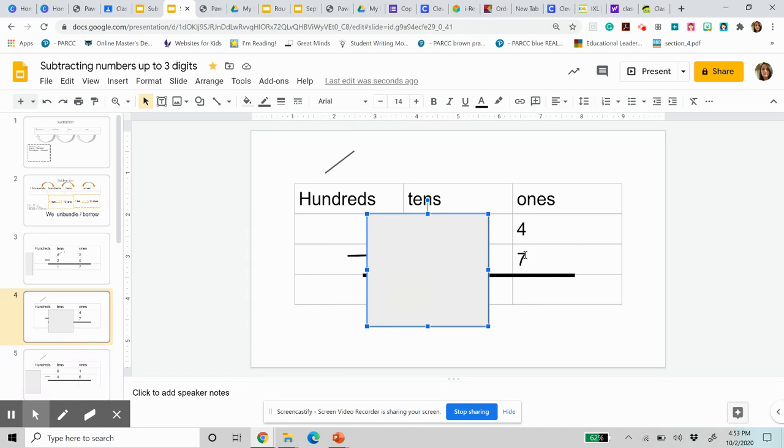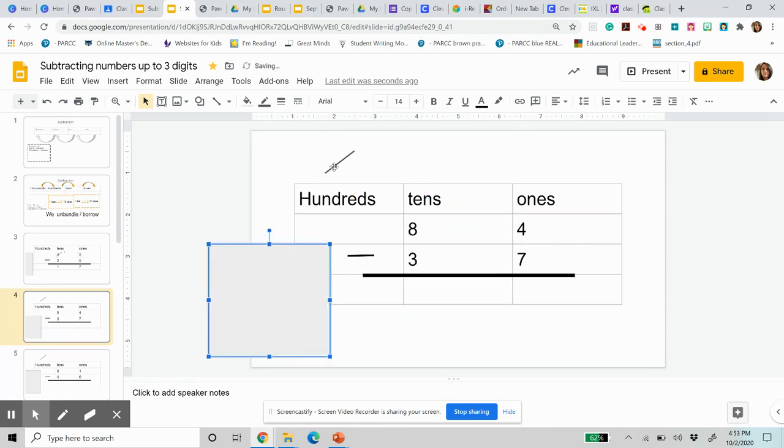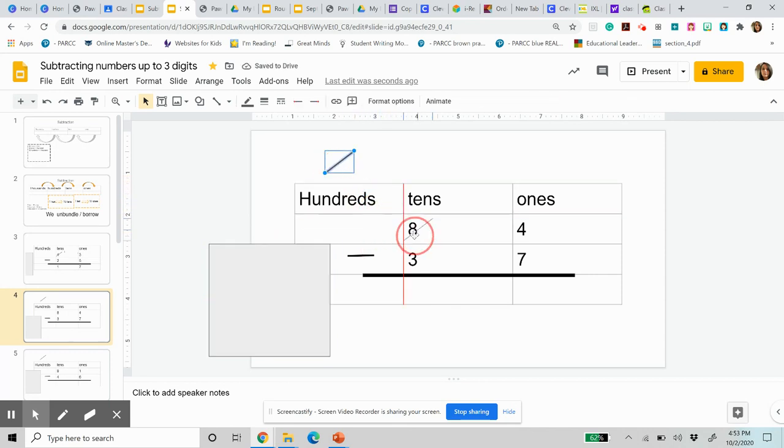So 4, take away 7. And again, if you have a number line, you could use your number line. You could count backwards, right? So 1, 2, 3. Uh-oh. I had to borrow, right? I asked my neighbor, can I borrow a 10, please? So they say sure. So we're going to cross that out.